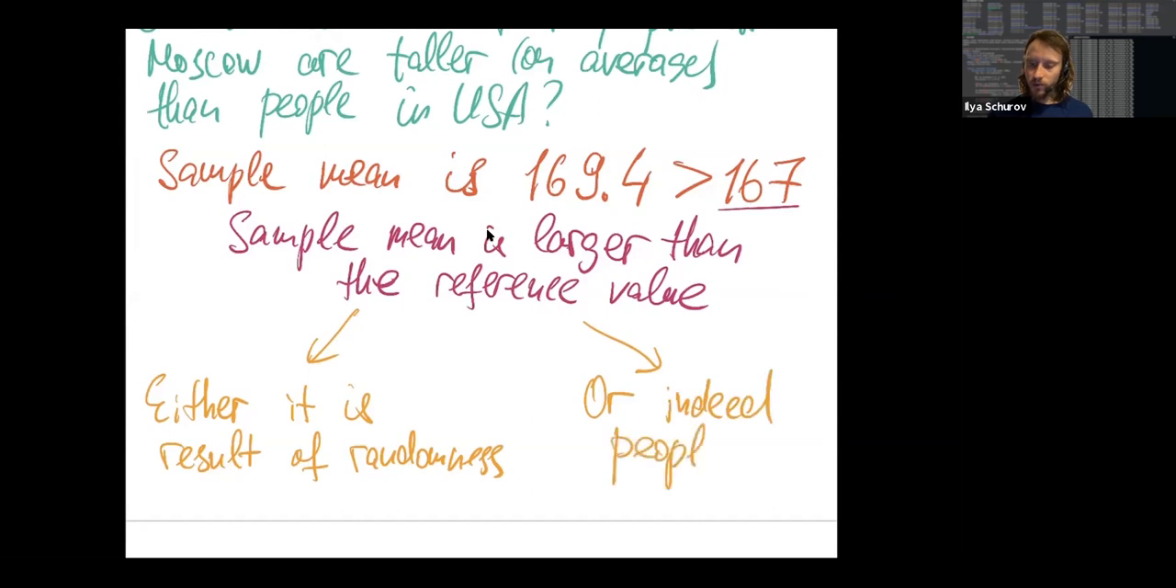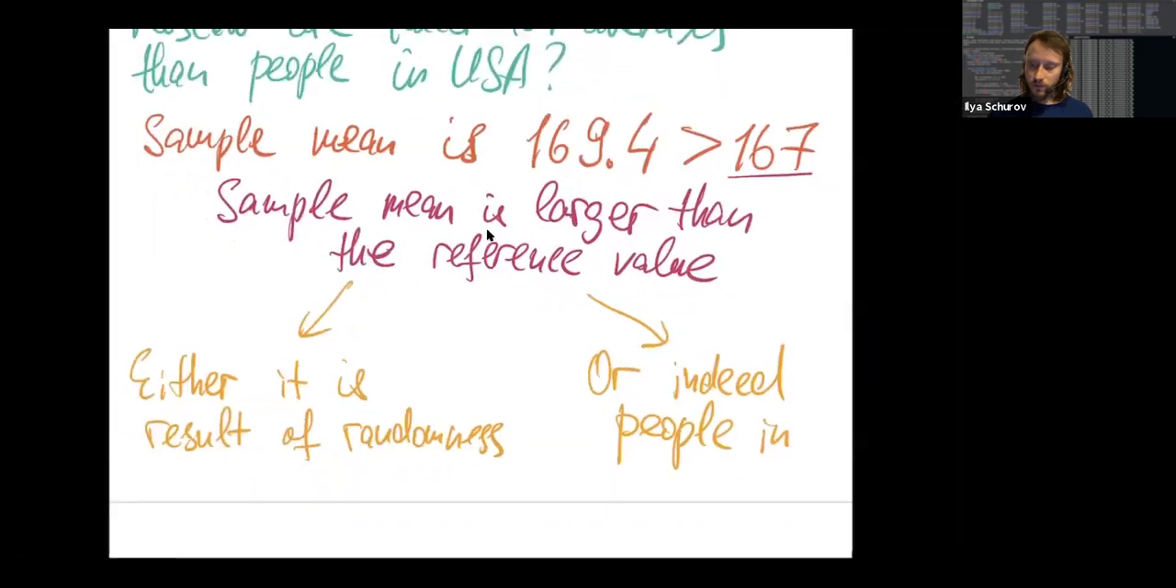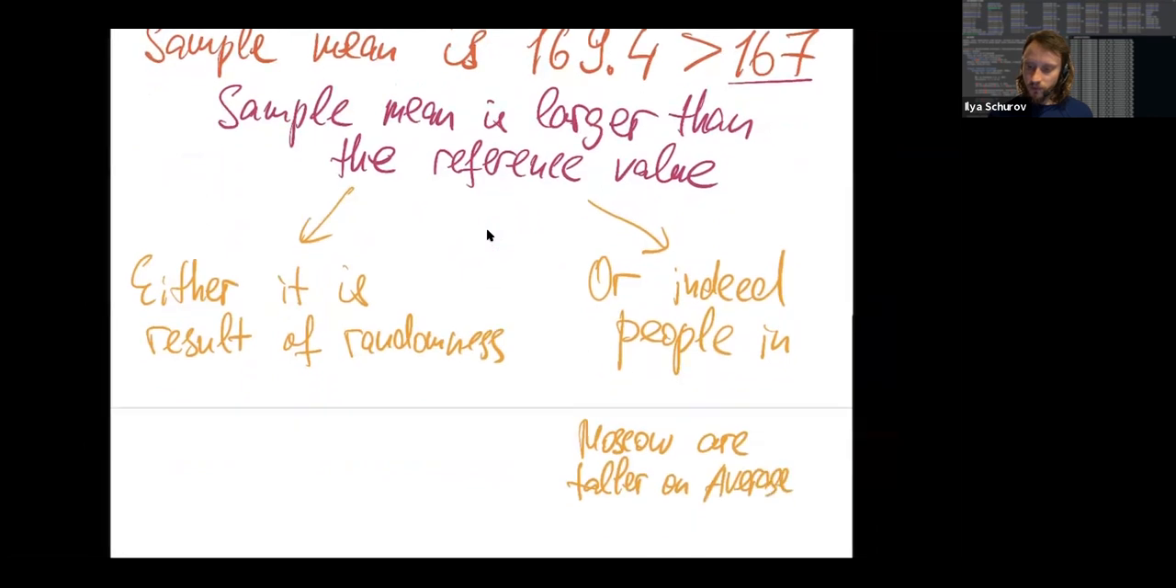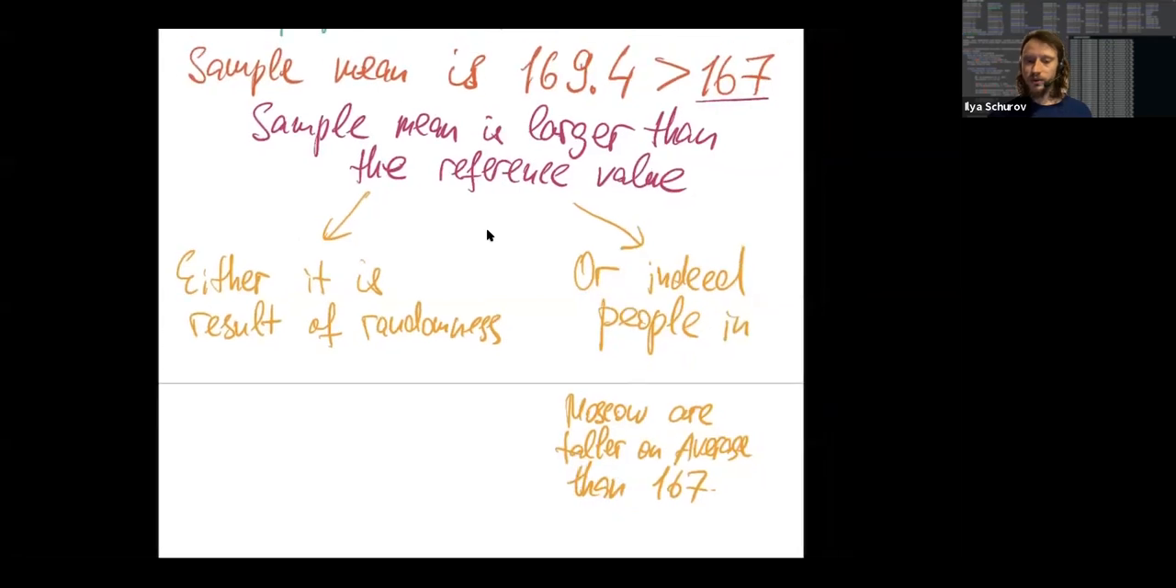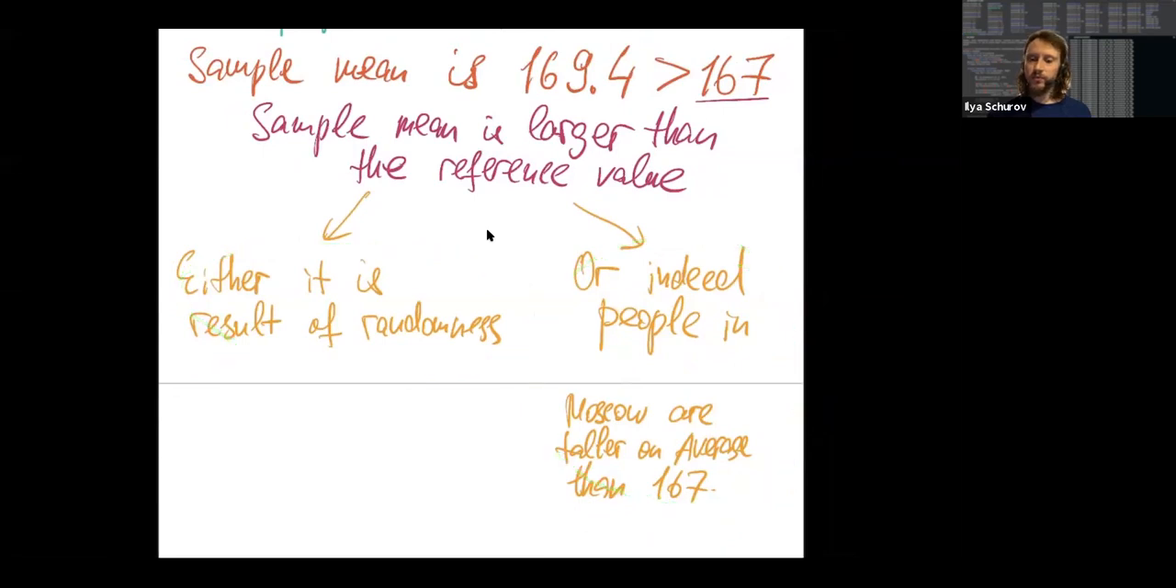Or indeed, people in Moscow are taller than, on average, 167, then our reference value. So we have two possible explanations of the data that we have. And now we have to select between these two explanations.